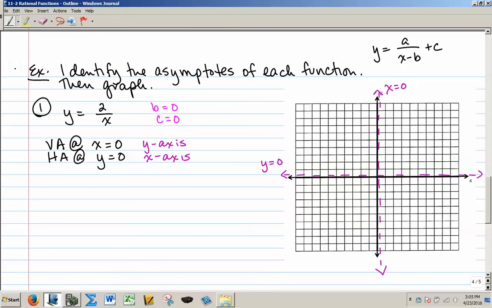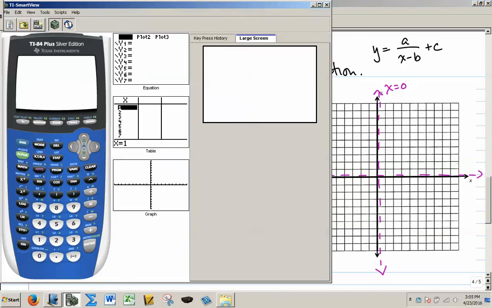Now, in order to graph this function, I'm going to go to my calculator and do it. And I'm going to put in what the function was. So go to y equals, and this is going to be 2 divided by x. Hit the graph button. And I can see that the graph of this actually makes sense. Remember, the y-axis here is my vertical asymptote, the line x equals 0. And you can see that the curve approaches that up here and down here and never touches it. And my horizontal asymptote is the x-axis, or the line y equals 0. And you can see that the curve approaches that.